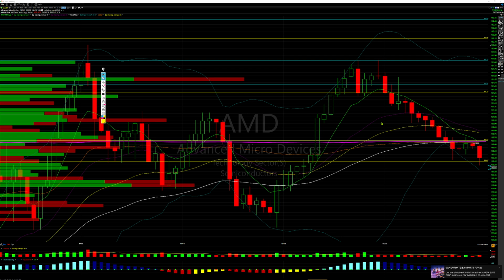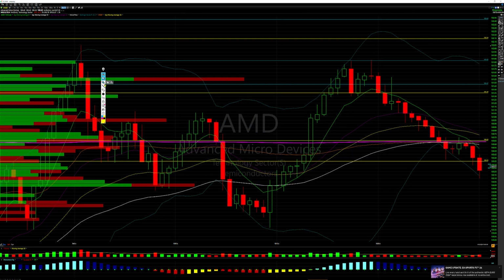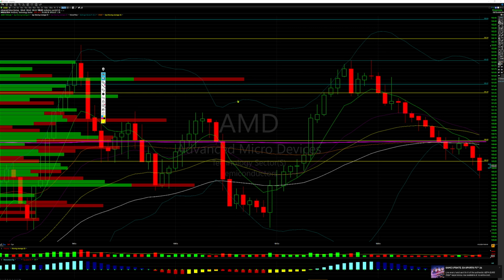We're stopping everybody out. Zach, is this a broadening formation? I don't know. I don't pay attention to those, but maybe. Because it keeps getting higher highs and lower lows, and it's like, is that one? Maybe. Not worth playing, in my opinion.